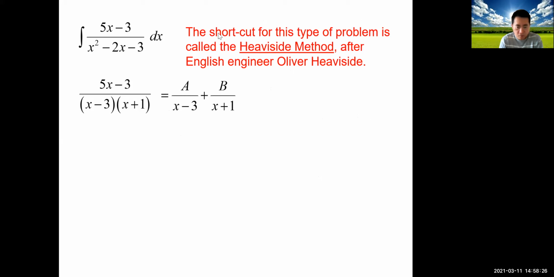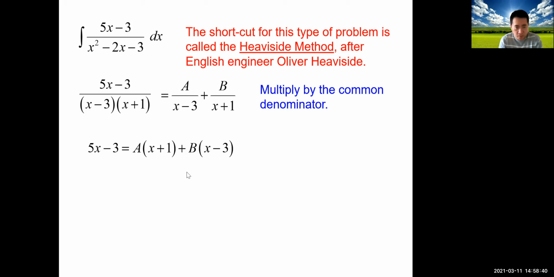The shortcut here I'm going to show you is called the Heaviside method. It's named after the English engineer, Oliver Heaviside. Now, when we multiply by the common denominator, that's what we got, right? So the first method that we did is we multiplied out and equated the like terms.